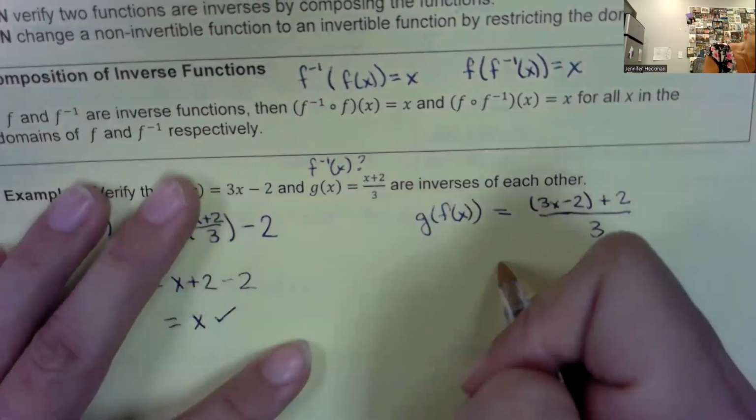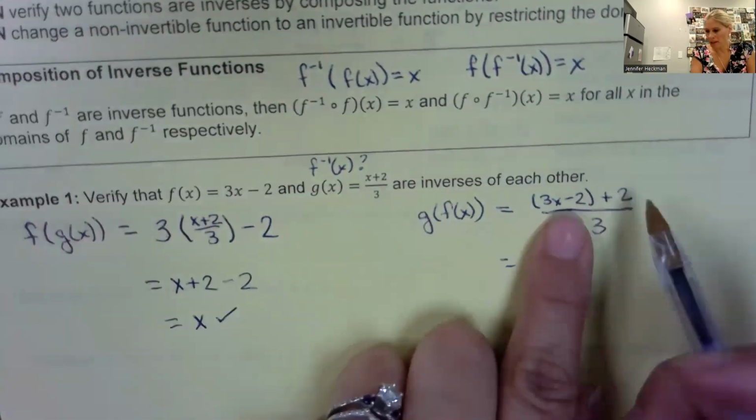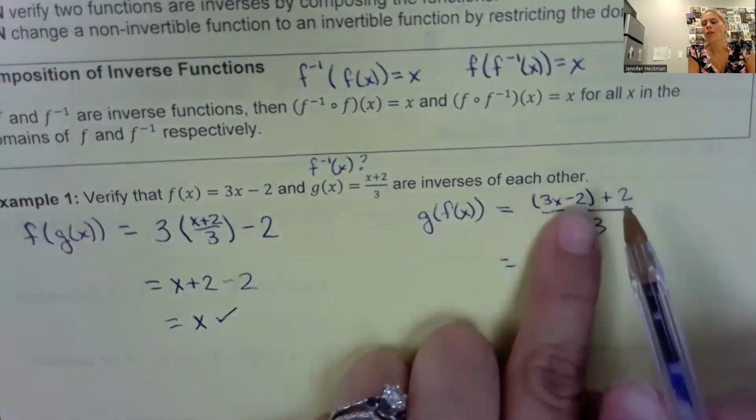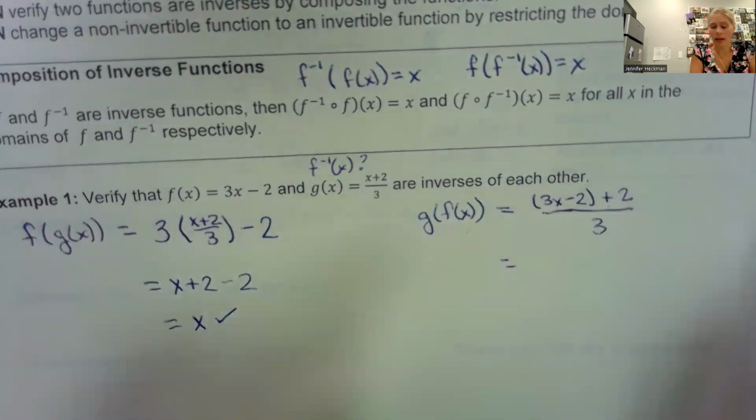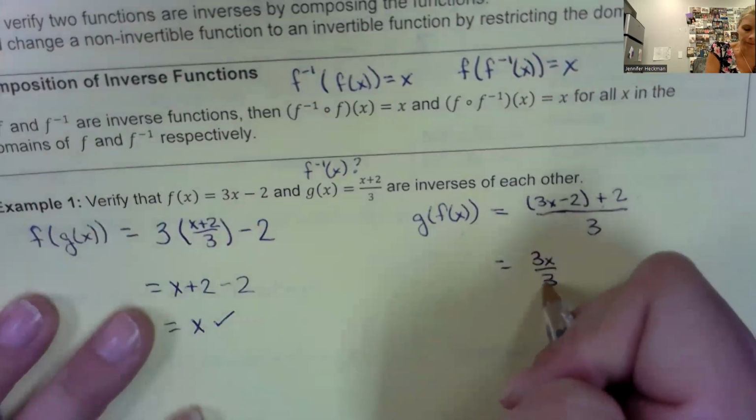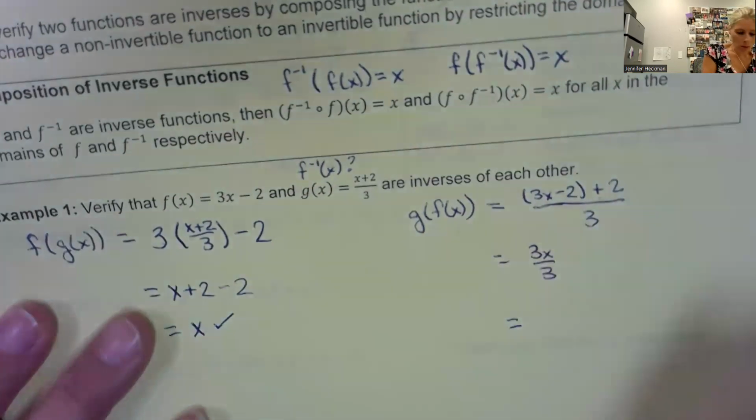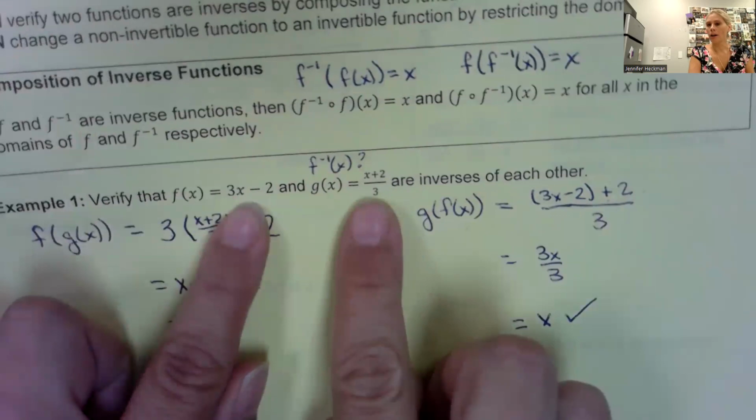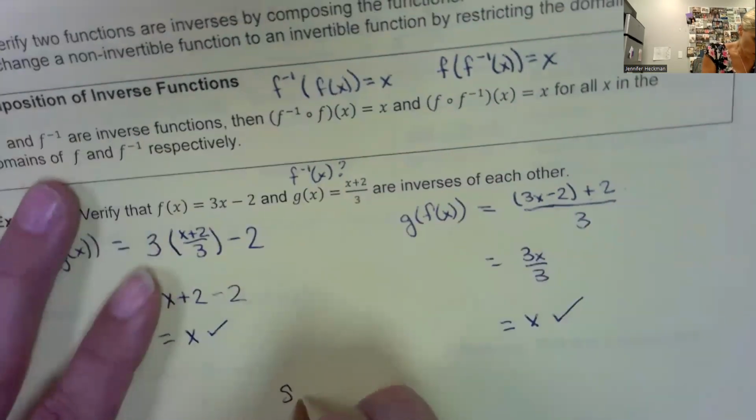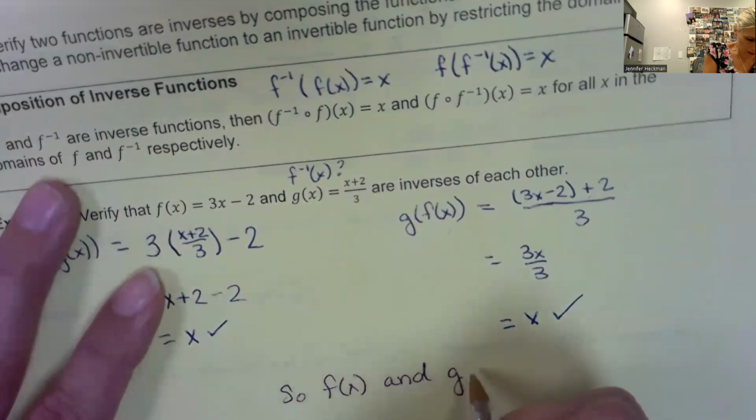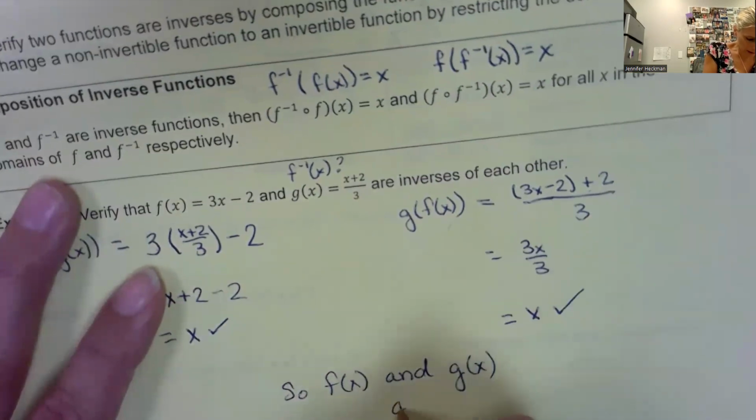Okay, so this one's a little bit different, right? So first of all, these parentheses don't need to be here. I just wanted to show you the f of x, right? So the first step I can do is cancel out these 2's, right? So that leaves us 3x over 3. Well, 3 over 3 is 1, leaving us x. What do you know? That means that these 2 are inverses of each other. So f of x and g of x are inverses.